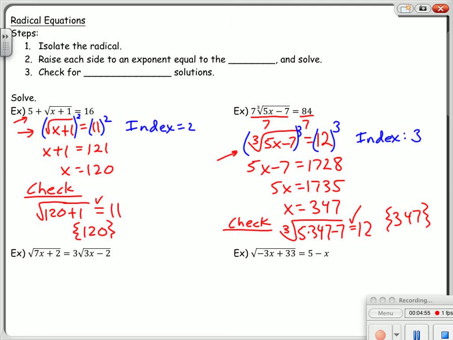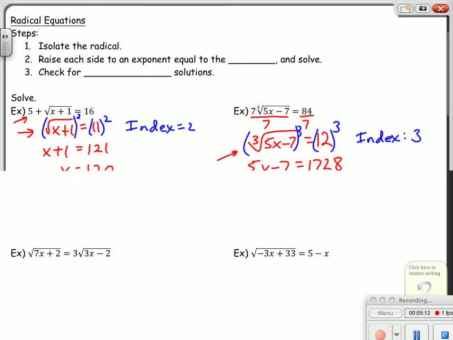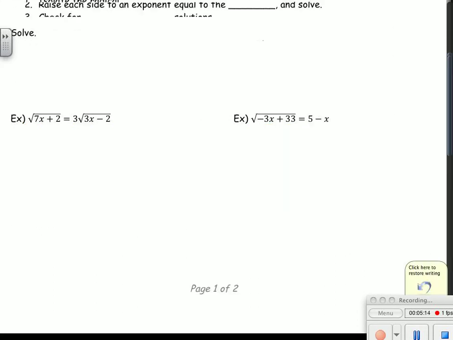In these first 2 examples, we worked with the square root. We had to subtract 5 from both sides before raising both sides by the index. In the second example, we had to divide by 7 before raising both sides by the third power because we're working with a cube root. Feel free to pause at any time.